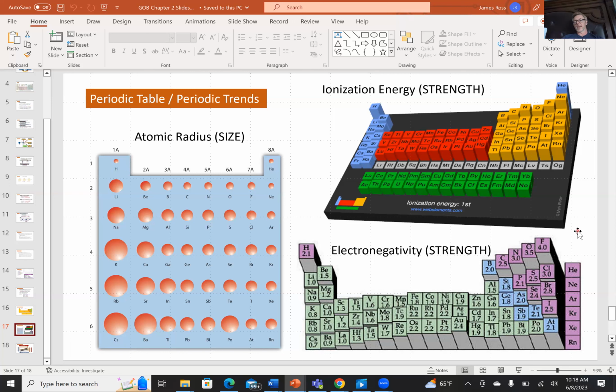Notice the difference between electronegativity and ionization energy. Ionization energy includes the noble gases. Electronegativity basically doesn't include the noble gases. So for now, think about why that is.